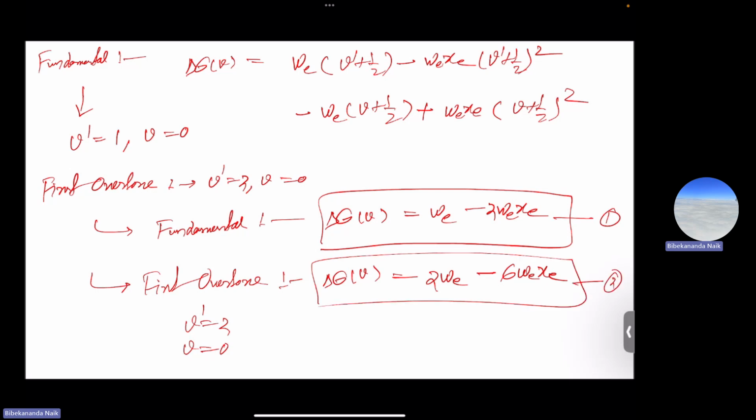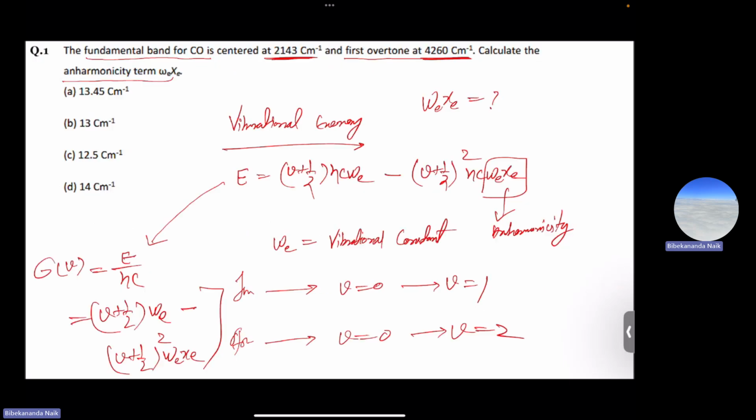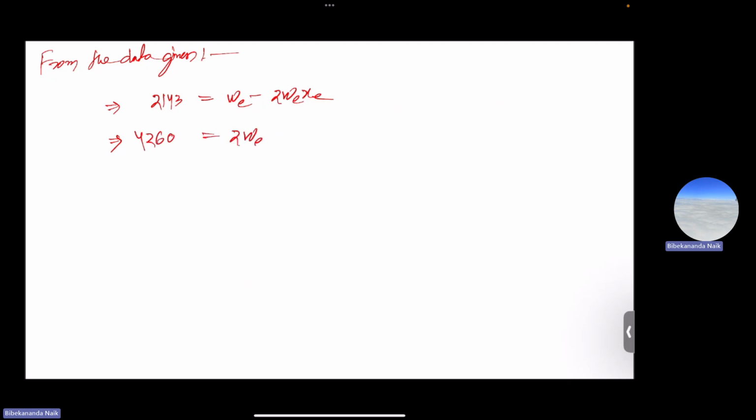This is equation 2. From the question, for the fundamental band it is 2143, and for the first overtone it is 4260. So from the data given, we can write 2143 equals omega E minus 2 omega E xc, and 4260 equals 2 omega E minus 6 omega E xc.